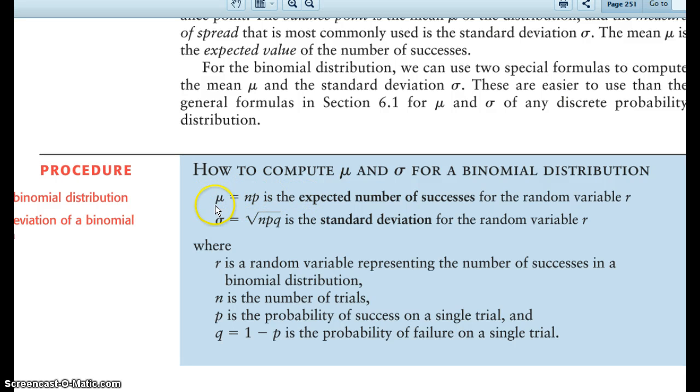And you can also see it directly from the formula. As the number of trials increases, that means n's getting bigger. So you're multiplying by a larger number, which will make the expected value, the mean, increase.